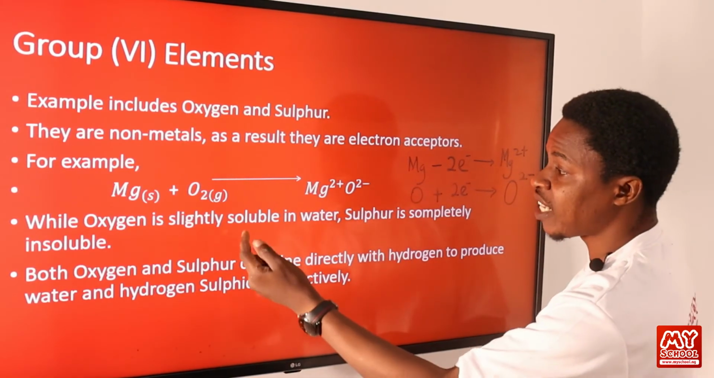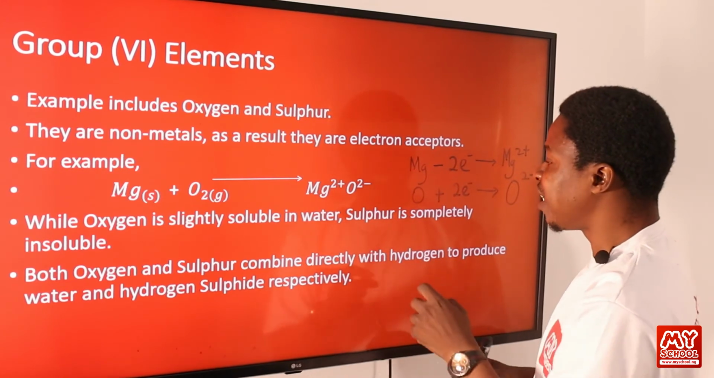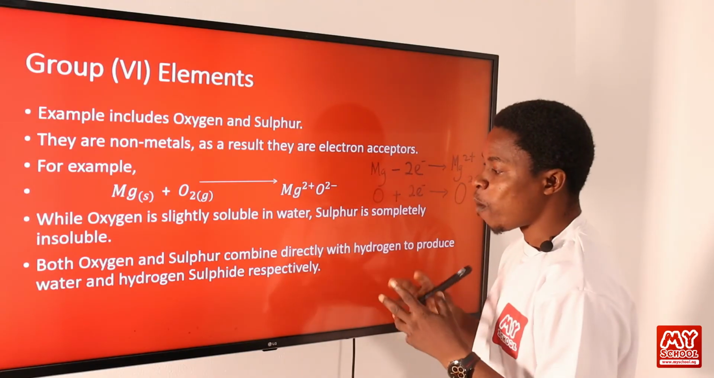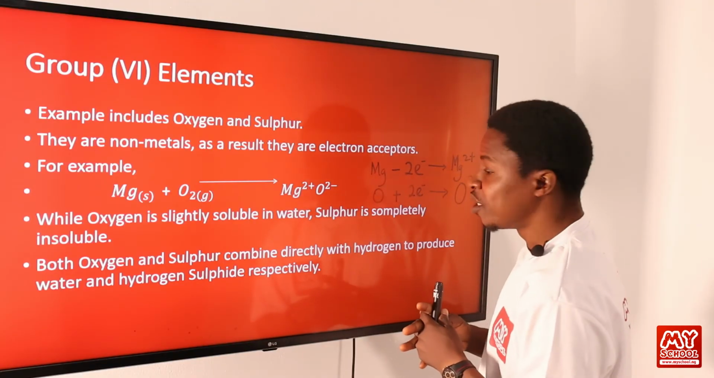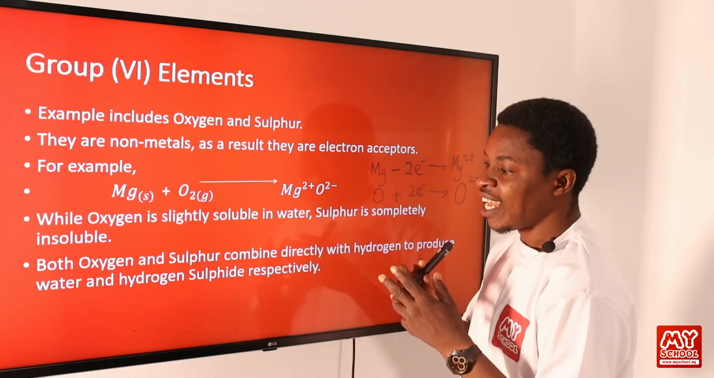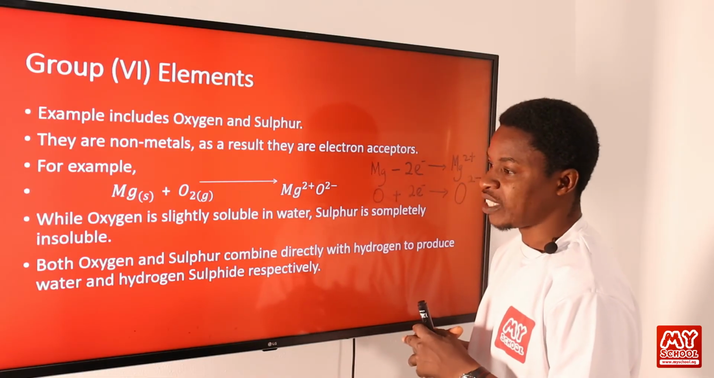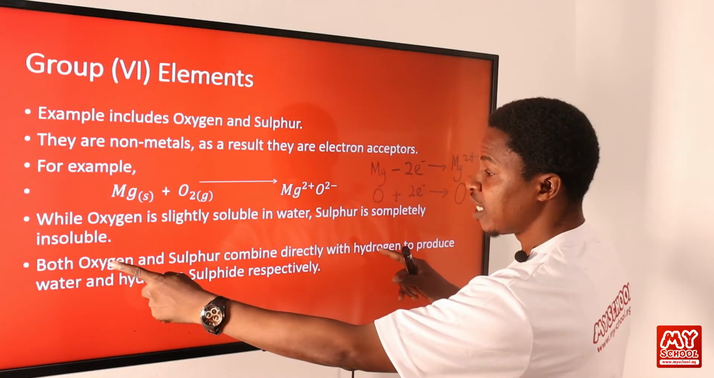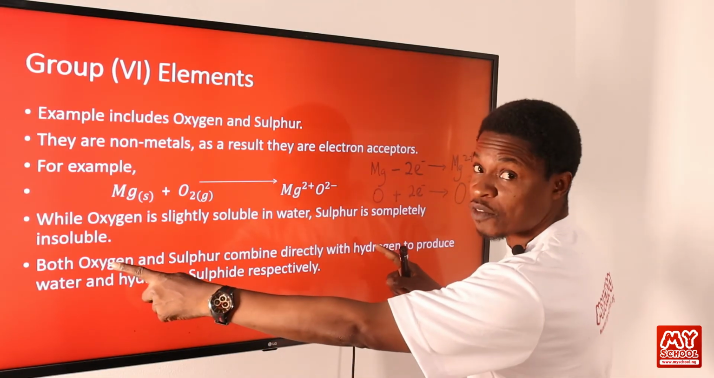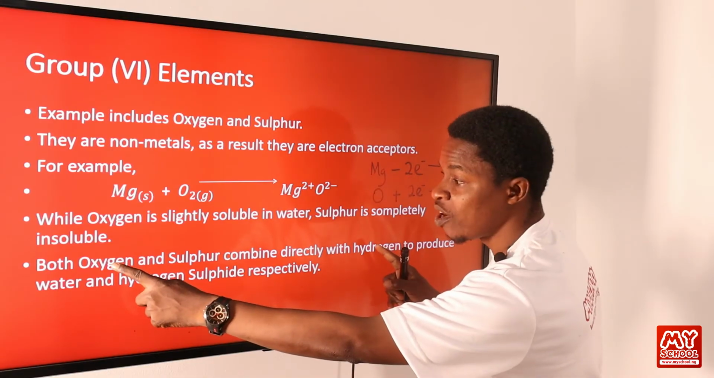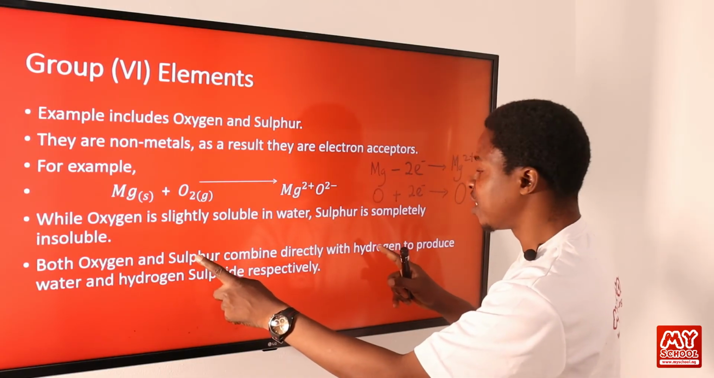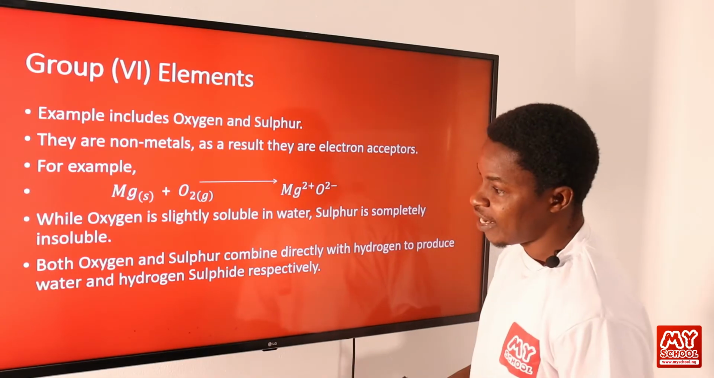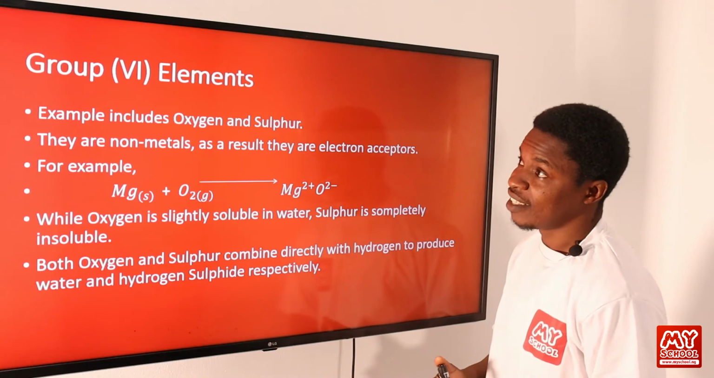While oxygen is slightly soluble in water, sulfur is completely insoluble. Both oxygen and sulfur combine directly with hydrogen to produce water and hydrogen sulfide respectively. So oxygen and sulfur will combine directly with hydrogen. If oxygen combines with hydrogen, of course, we form water, that's H2O. And when sulfur reacts with hydrogen, we have hydrogen sulfide. That's the reaction that takes place. Now let's move on to the next slide.